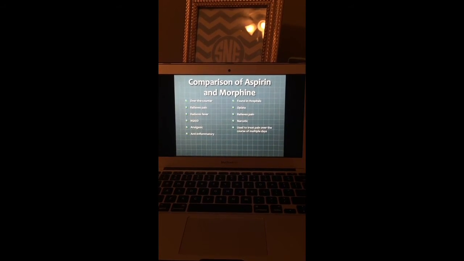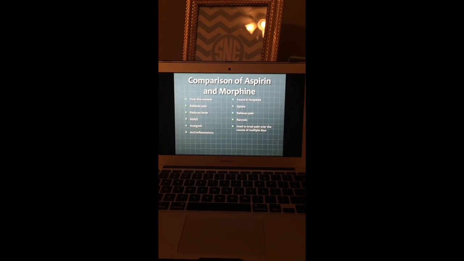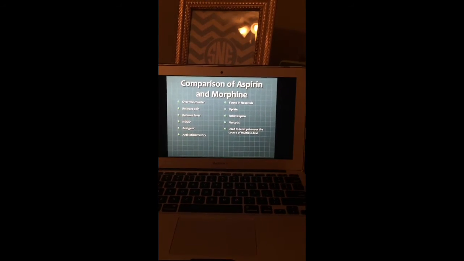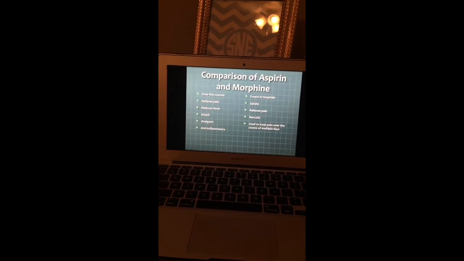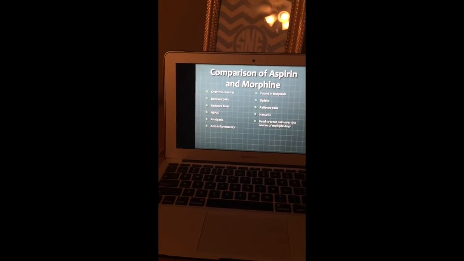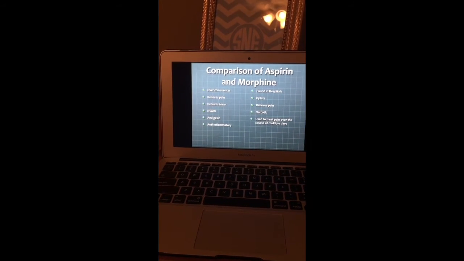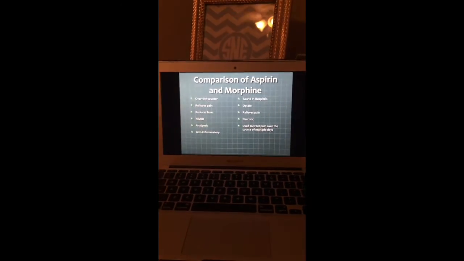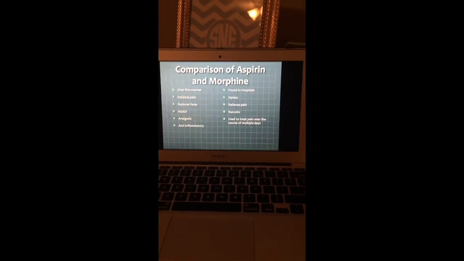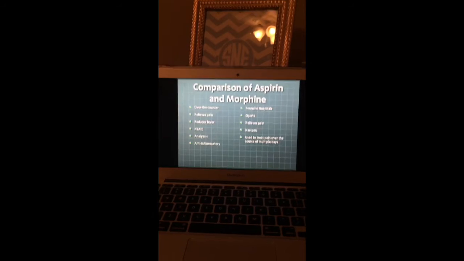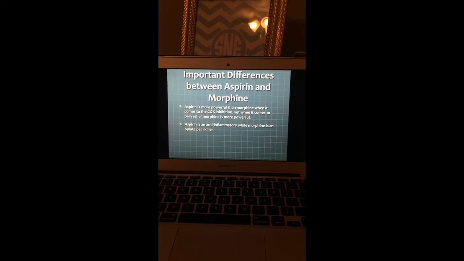Comparison of aspirin and morphine. Aspirin is over-the-counter, while morphine is not. It's found in hospitals. Morphine is an opiate, while aspirin is an analgesic. And there's more listed right there if you want to go in depth.